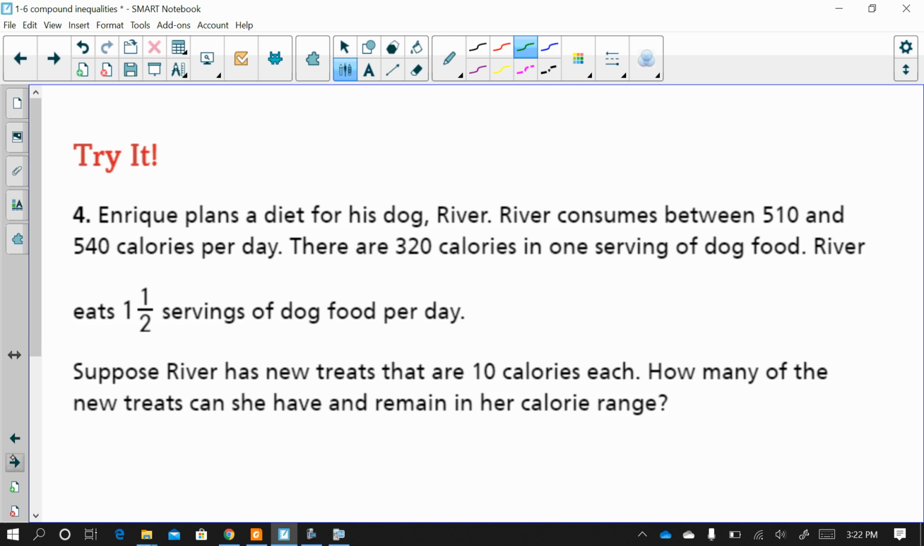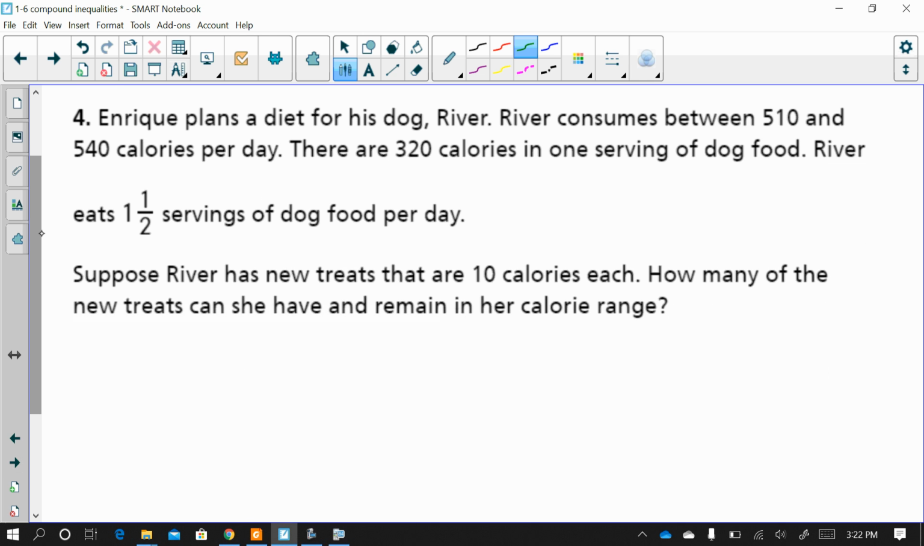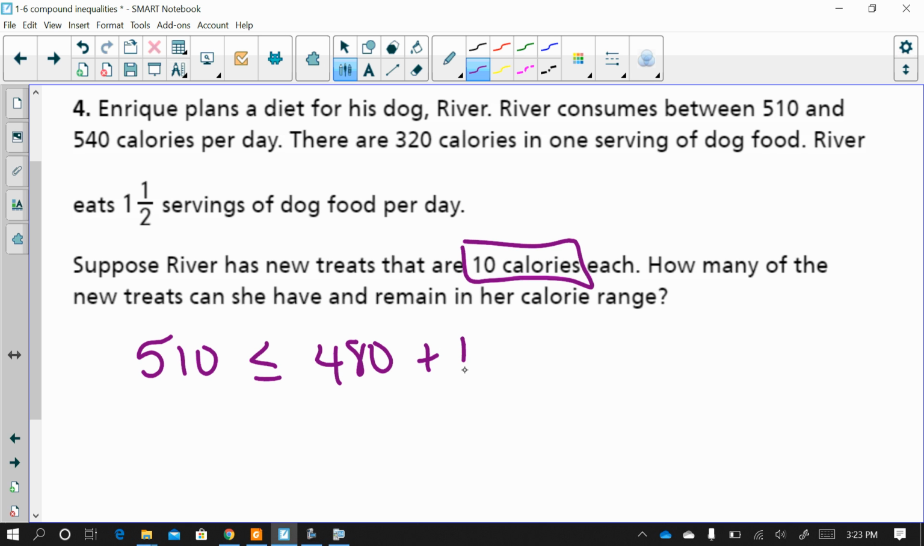Okay, so you try, please pause the video and try this problem. It says the same problem, except now, instead of the treats being 15 calories, they're 10 calories. So it's going to be set up identically, except for the 15x is going to turn into a 10x. So I know I have the 510 is less than, we already figured out that 1.5 times 320 was 480, plus 10 times the number of treats, less than or equal to 540.